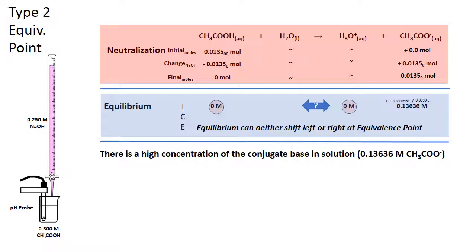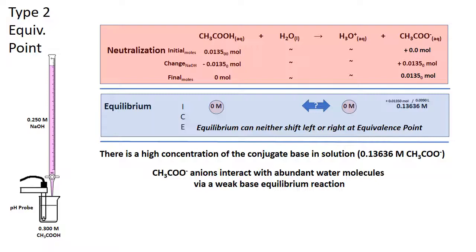And they're floating around in a container filled with water molecules and bumping into water molecules all the time. What this means is that these acetate ions can interact with the water molecules and involve themselves in a weak base equilibrium reaction, which looks something like this. Here we see the acetate ions. They bump into a water molecule, but instead of producing hydronium ions, they produce hydroxide ions and a small amount of the acetic acid on the far right-hand side.